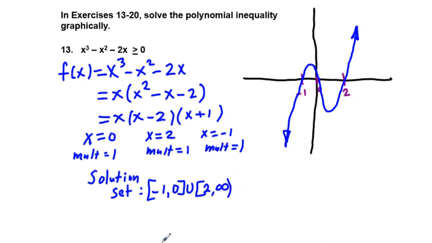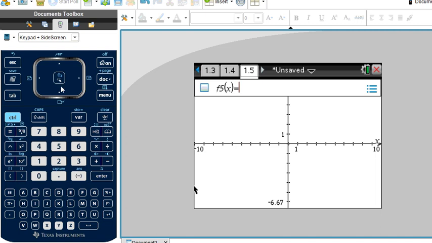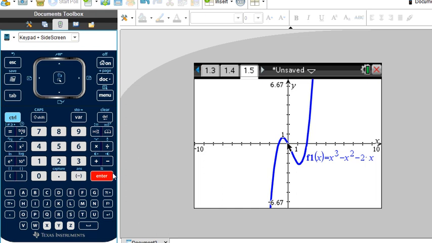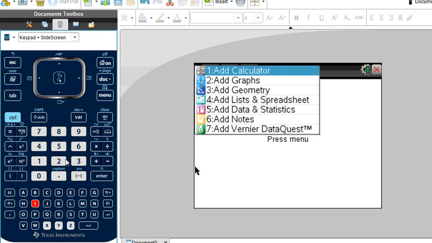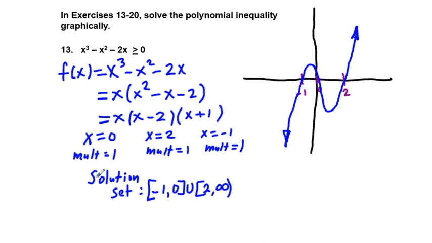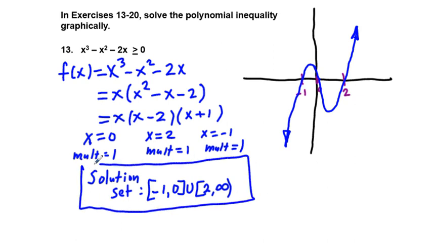And in our calculator, we have this graph. We can go up and get this equation, press enter, and we see the same general shape, right? Zeros at negative 1, 0, and 2. So that confirms our answer. We'll go ahead and box this in first, and go to our next problem, which is 15.